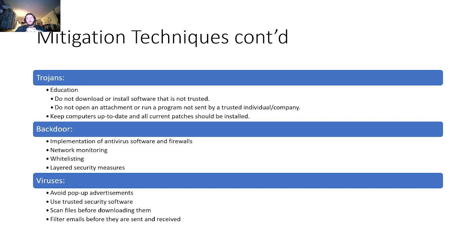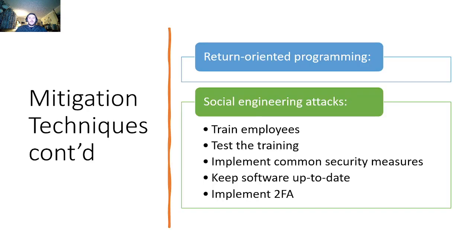Avoid clicking on pop-ups. I know it's easy. Use trusted security software, scan files before downloading them, and then, of course, filter emails before they're sent or received. That's something we'll have implemented within the company. And that way, we don't have any malicious content making its way in. Return-oriented programming, same thing. We need to monitor, we need to make sure that nothing's acting weird.